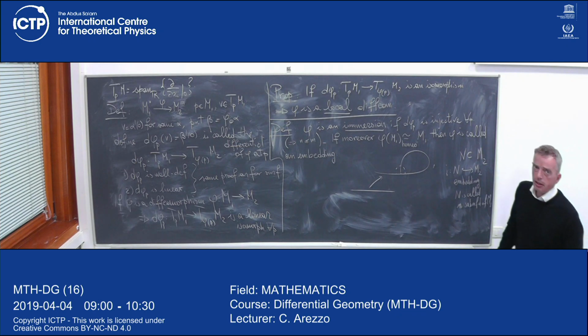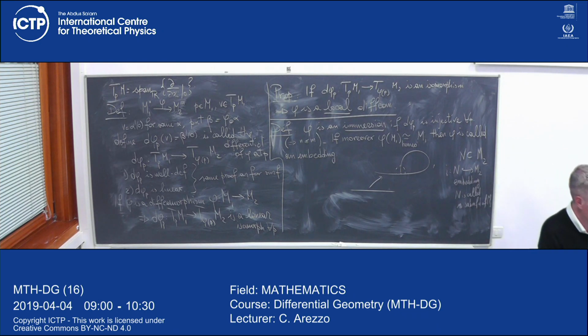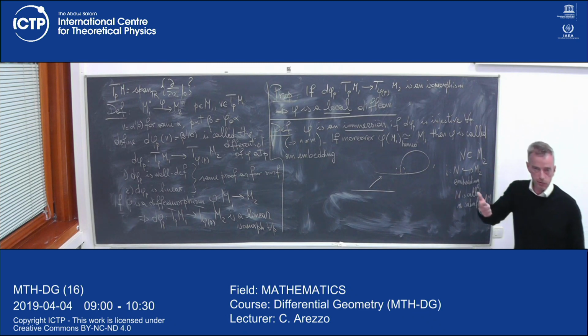So you can think all the theory of regular surfaces, you can now phrase it as the theory of two-dimensional submanifolds of R3. Everything we did was because everything was a two-dimensional submanifold of R3.